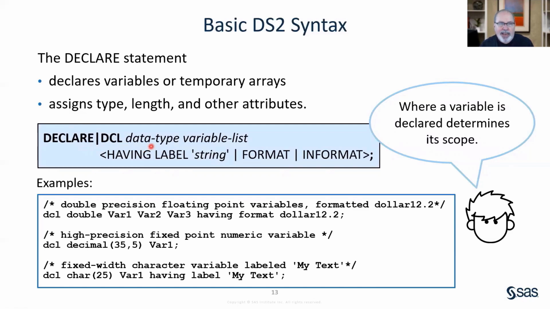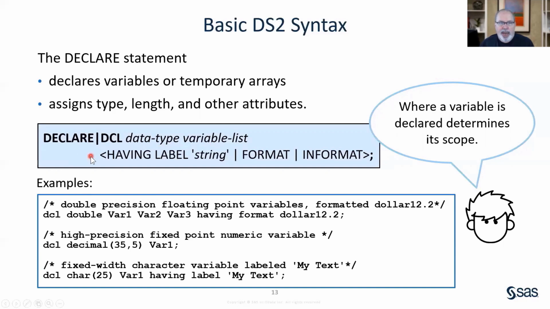And notice that the very next thing you have to say is the data type. Those of us who are longtime SQL programmers are going to have a little trouble with this at first. We're used to saying the name of the variable followed by the data type. But in DS2, the data type comes first because you can then follow it by the names of several variables, not just one that you want to create with that single declare statement.